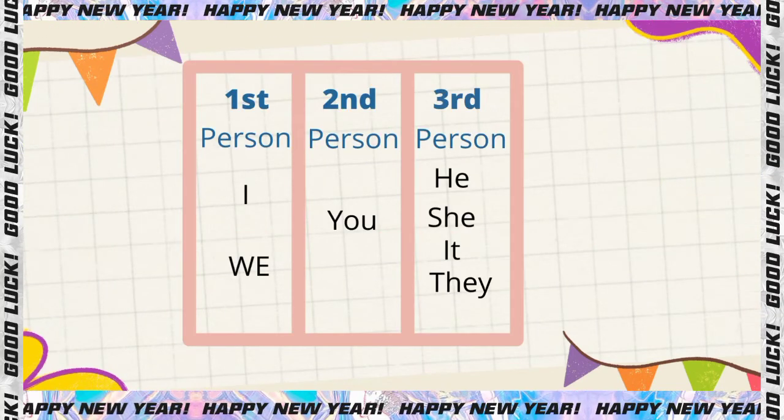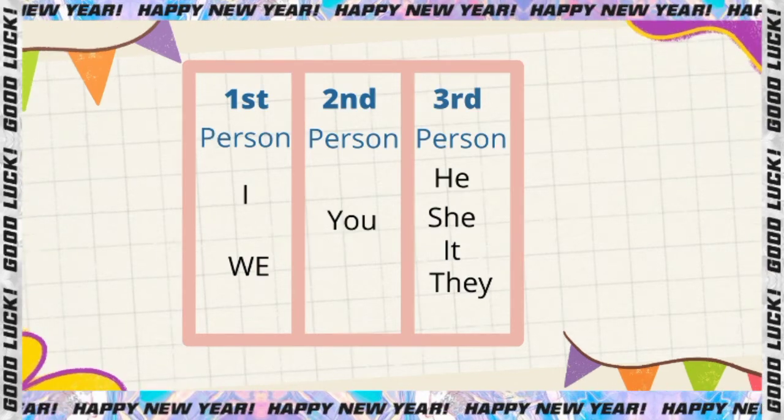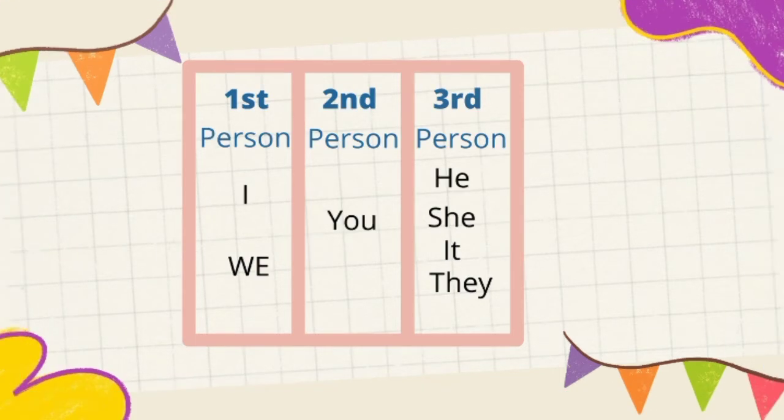Now here is a chart. You can see these are the personal pronouns: the first person, second person and third person. You have to remember this in future. This will help you to learn the tenses and the other things.